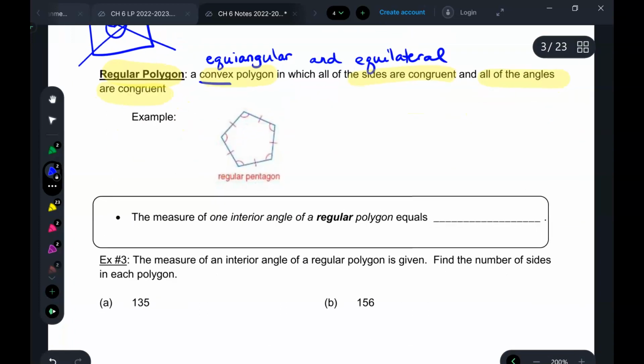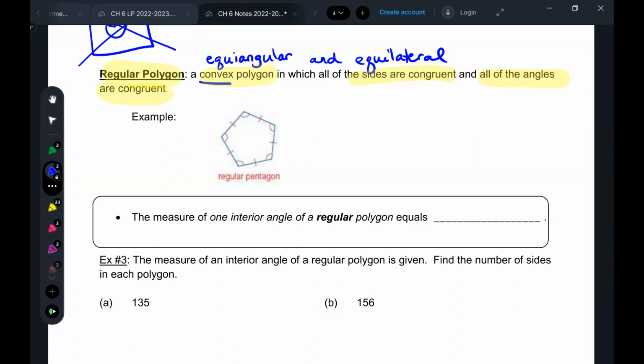Okay, let's look at the sum. We have a regular pentagon. How would we find one interior angle? Ideas? They all have to be equal. Let's take a triangle, for example. A triangle we know is 180 divided by 3, which is 60, 60, and 60.